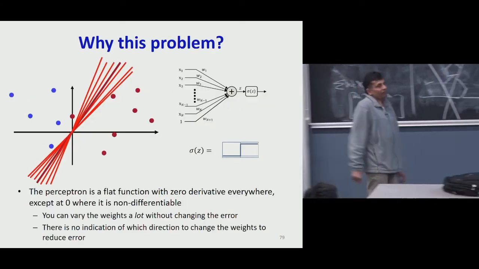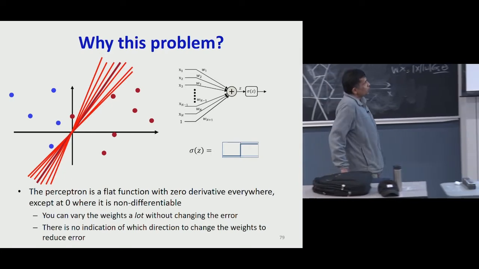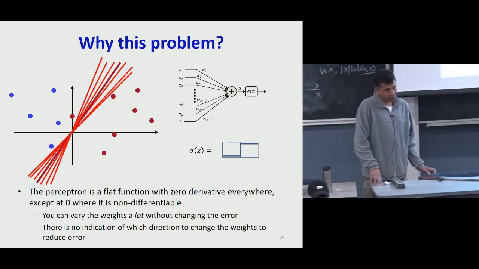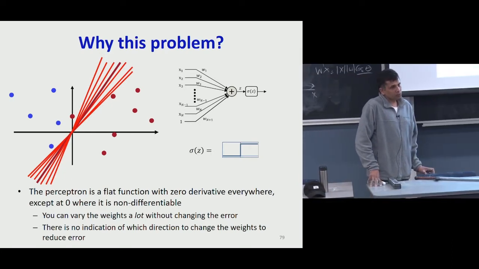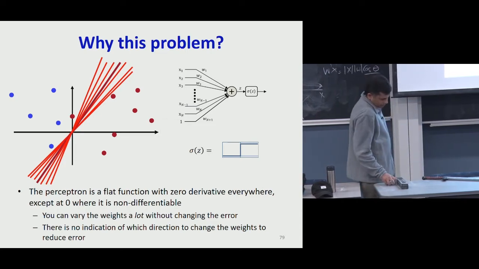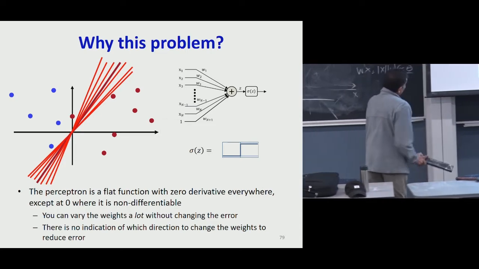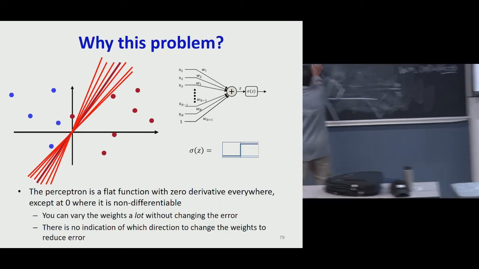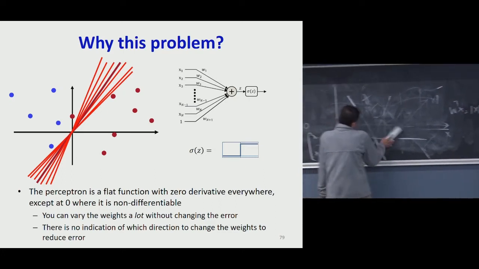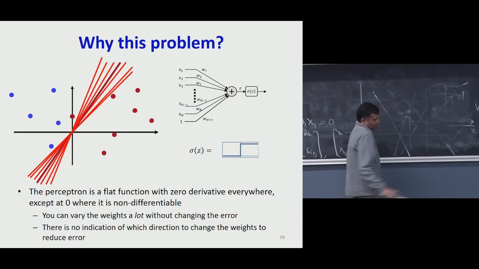Now, why do we have this problem? So let's go back and consider the single perceptron, right? If I'm considering the single perceptron, now let's say that figure is maybe a bit confusing. I need a duster with a handle.